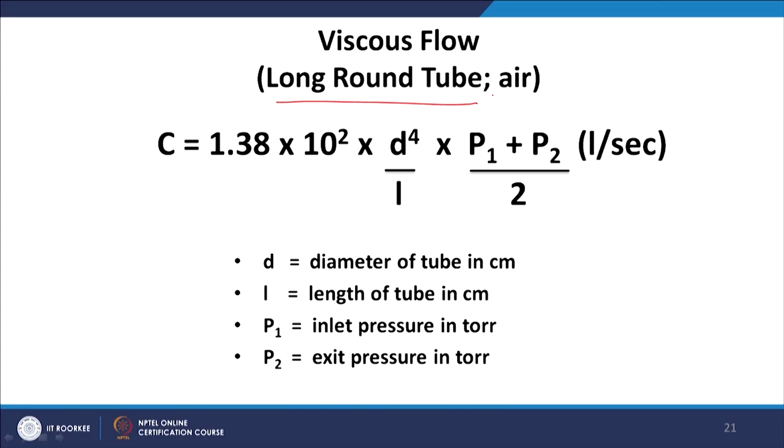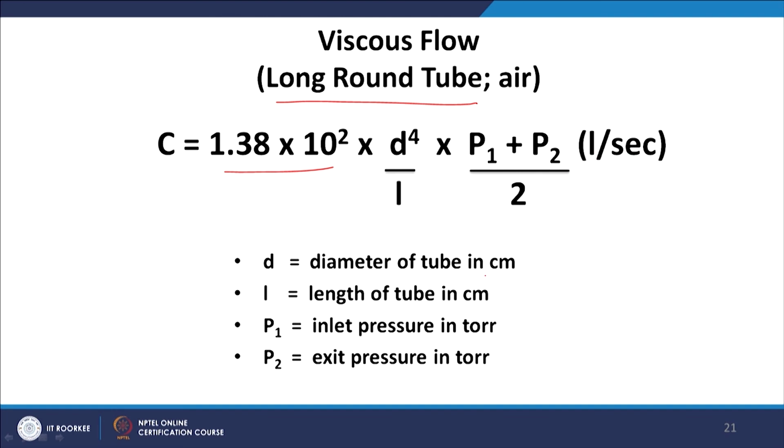Now, there is an equation, we are not deriving it here. We can write the conductance, or what will be the flow of the gas molecules per unit time, or how good the flow is, that we define in terms of the conductance. Under the viscous flow, if we consider a long round tube, the conductance is given by 1.38 into 10 to the power 2 d to the power 4 by l into (P1 plus P2) by 2 liter per second.